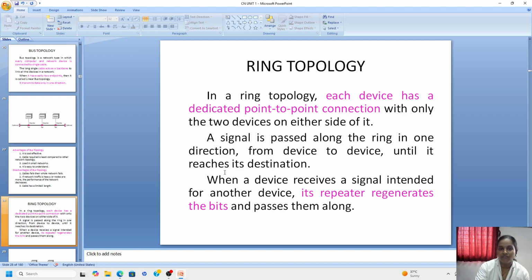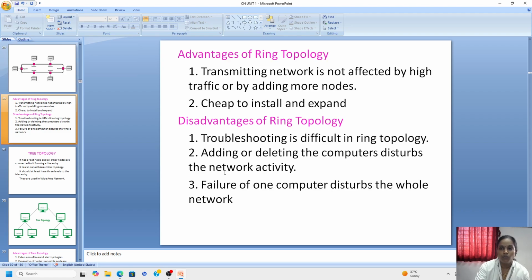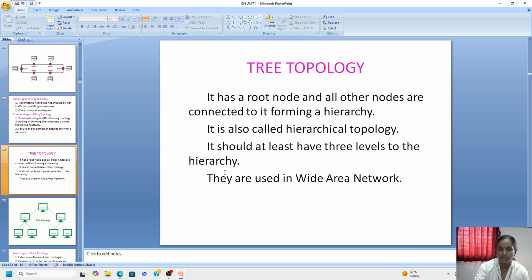Each device has a dedicated point-to-point connection with one another. So this is a diagrammatic representation. All the devices are connected in a circular order. The advantage of this topology is that it is cheapest to install, and a problem may occur in troubleshooting when you are adding or deleting any computer. At that time it will create a problem.